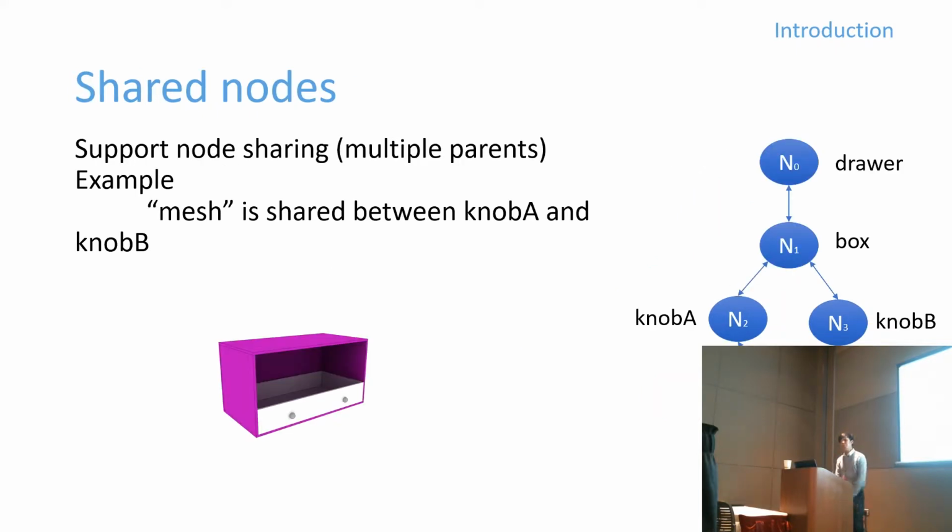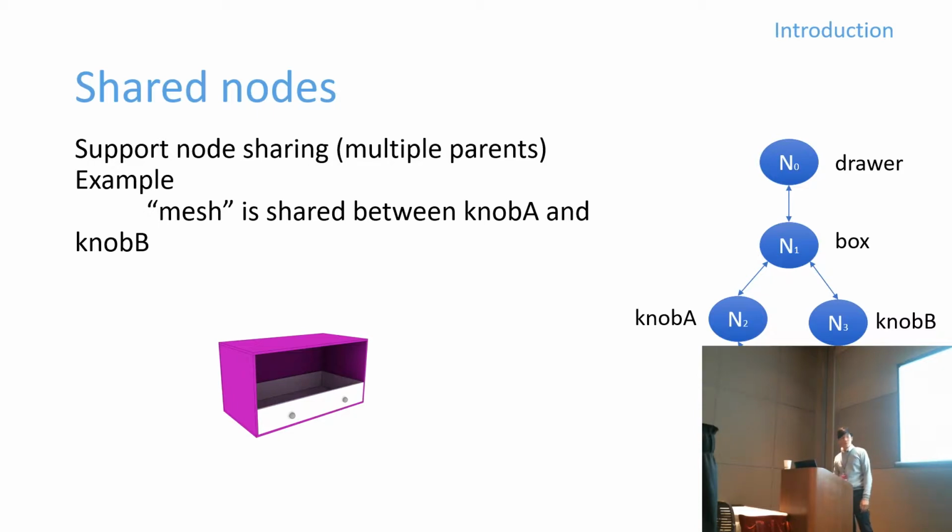Shared nodes. One of the things that we worked on is we made sure that nodes can be shared. That means if you look at this little drawer here, the knob can be shared. That means you only have to draw the knob once and then use it in two places. So what happens when you change the material of the knob? Then it changes in both places because they're shared.